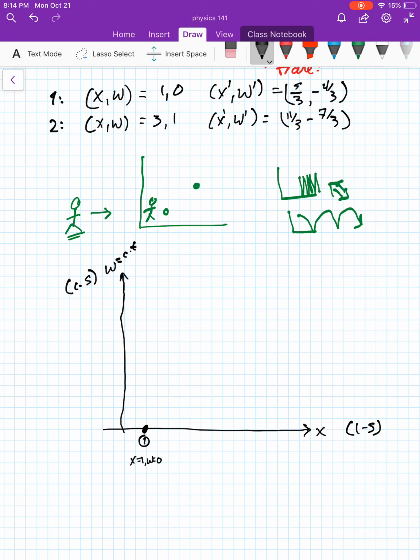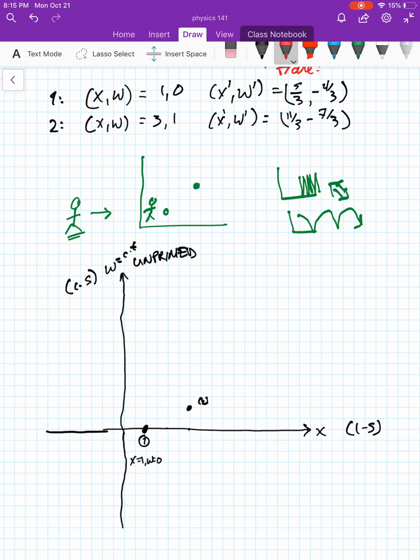Then event 2 is at x equals 3, and w equals 1, right there. This is event 2. So we can see that event 1 happens, then event 2, and you should ask yourself, can event 1 cause event 2? I'll leave that for you to think about, and if you want to talk to me during office hours, we can certainly look at that. But there's a very simple trick for telling whether this is what we call a space-like or time-like interval. Now, this is for the unprimed frame, what we often call the lab frame.